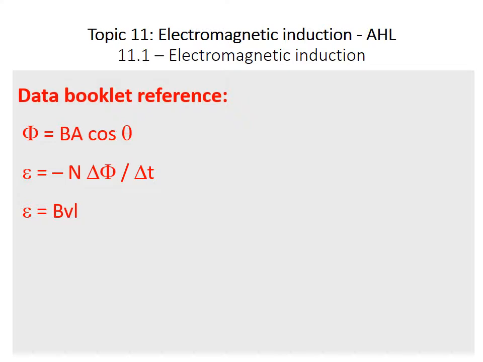We have the EMF induced in a length of wire. Epsilon is B, the magnetic field strength, times the velocity, times the length of the wire inside the magnetic field. And we have the EMF induced for n number of turns of coil: BVL, where L is the length of a side of the coil, times n number of turns.